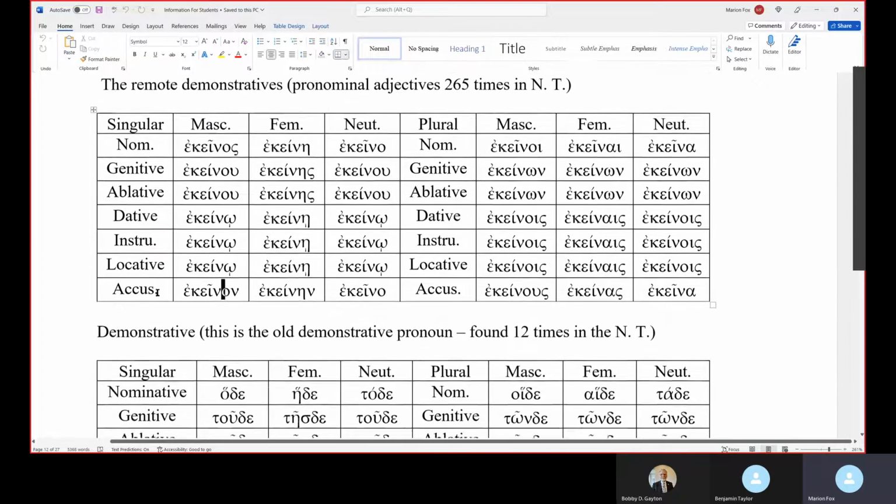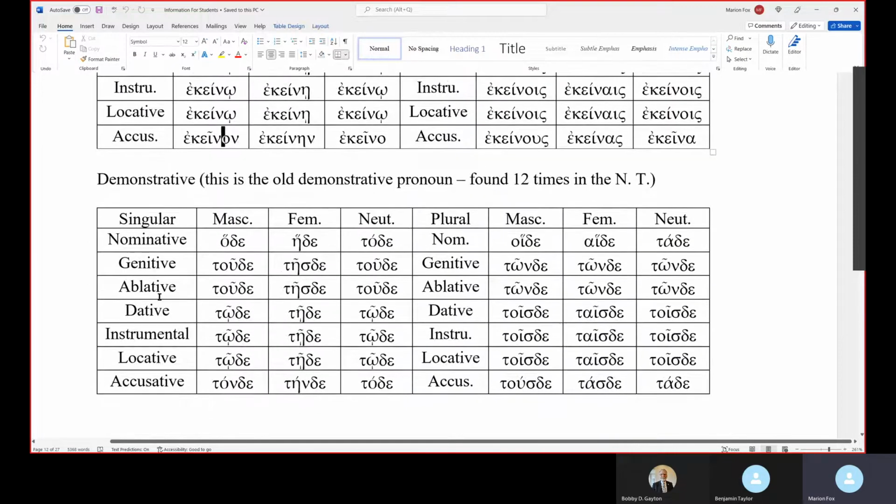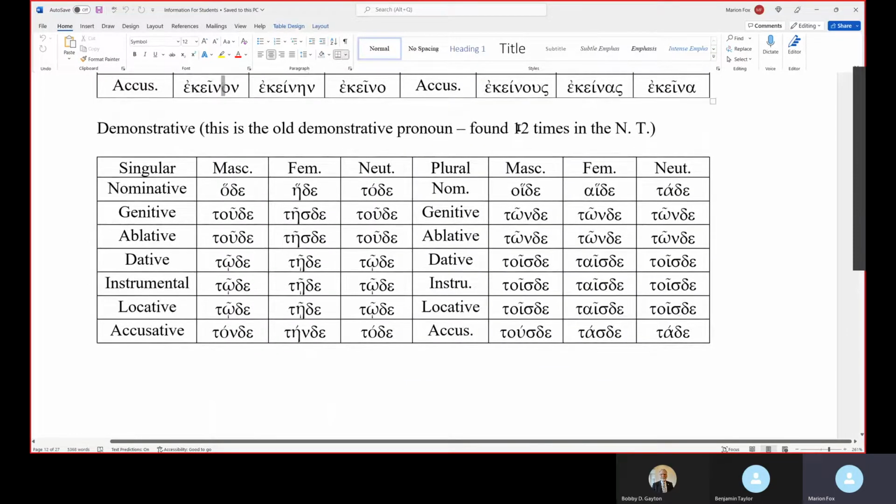Nominative forms. Here are the older demonstratives, only found 12 times. I think I found 12 times. It's probably a manuscript variation that is the difference. He had 11 and I had 12. And so these are all your forms of it, all of them. So you have plural, masculine, feminine and neuter, and singular, and then plural, masculine, feminine, neuter, all those forms, okay?